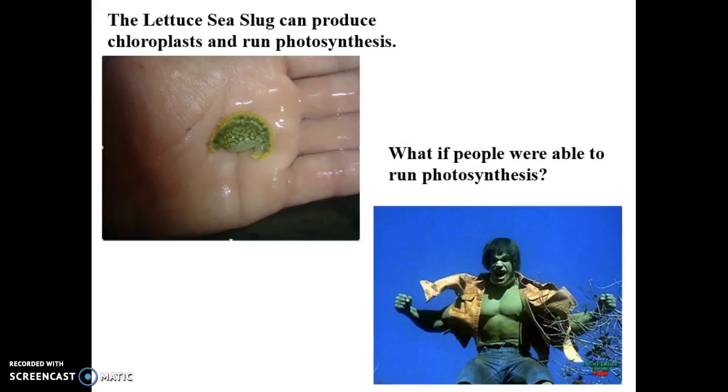Now, the hypothetical is, what if people could run photosynthesis? So there's our Hulk. He's green. Why is he green? That's just the color that people made him when they first created the cartoon character or the comic book character. But imagine if we were able to do this with people. Change a gene in each of us. Turn on a gene or implant a gene or modify a gene or do something with our genetics to enable us to produce chloroplasts in our skin.